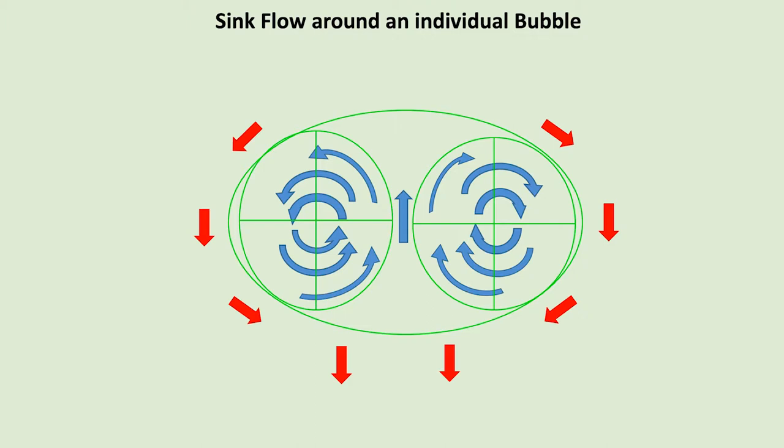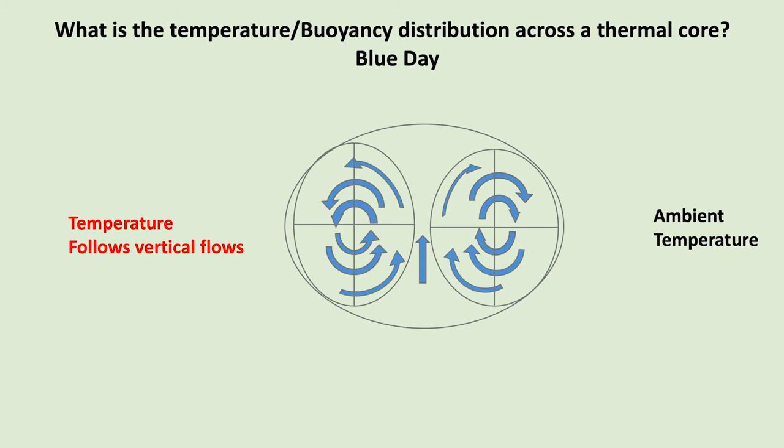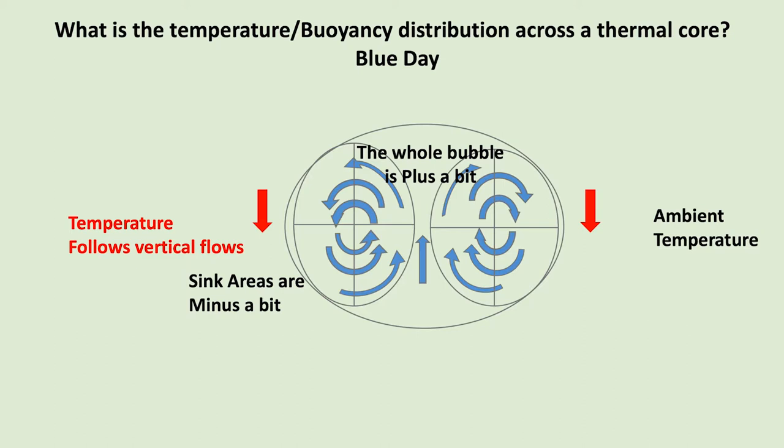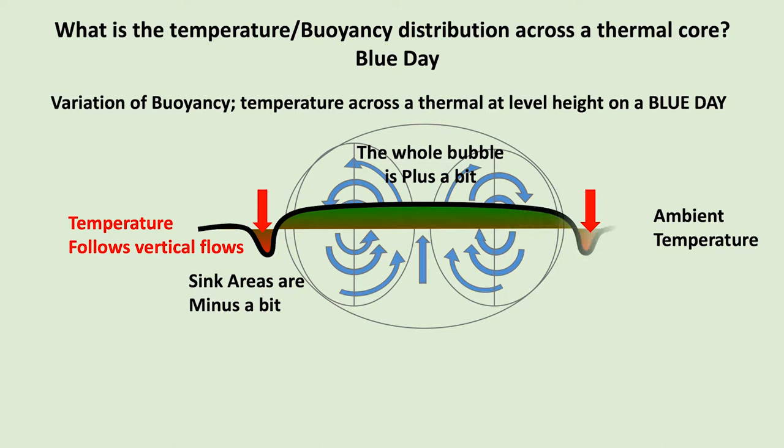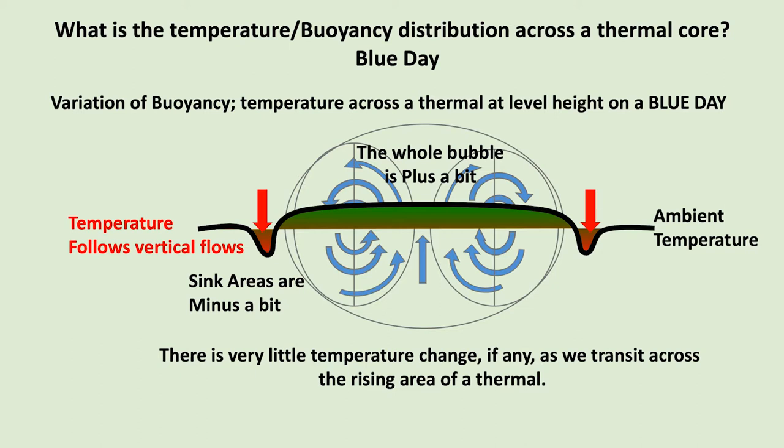Sink flows around an individual bubble. What is the temperature buoyancy distribution across a thermal core on a blue day? So, the sink areas are going to be minus a bit of the environment, and the bubble itself is going to be plus a bit. Variation of buoyancy, temperature across a thermal at level height, on a blue day. There is very little temperature change, if any, as we transit across the rising area of a thermal.